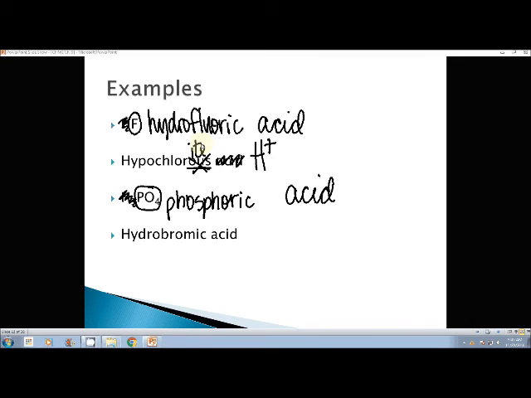Hypochlorite is from your polyatomic ion list, and that's ClO -1. So now to finish off writing the formula, we just have to make sure the charge is balanced to 0, which in this case they do. So HClO is our final answer.